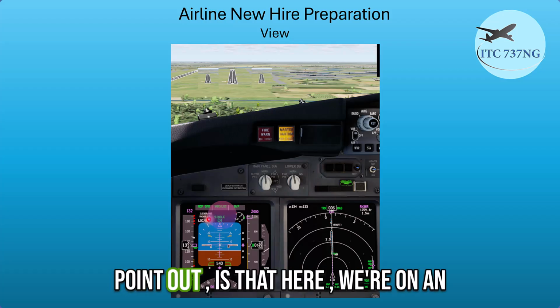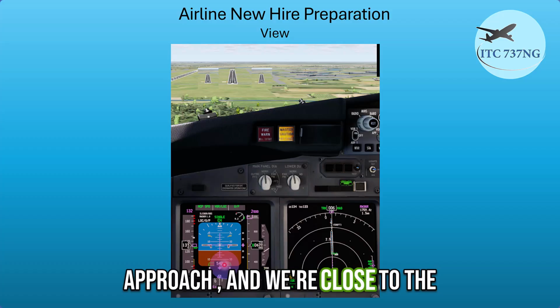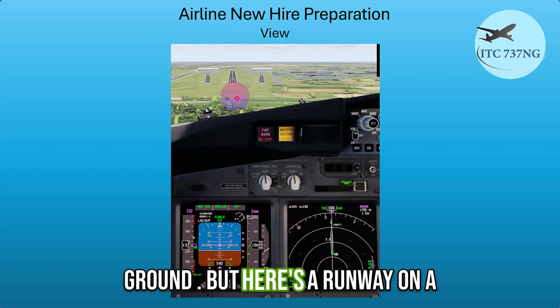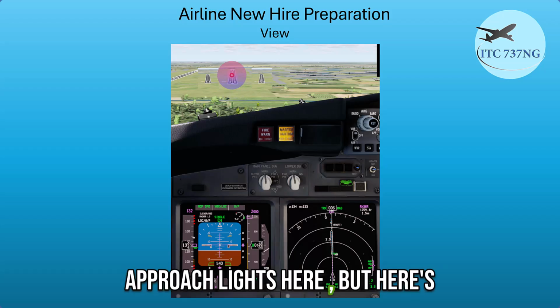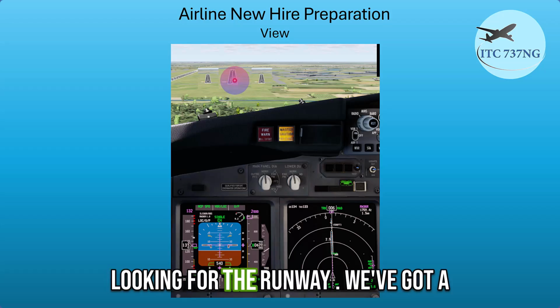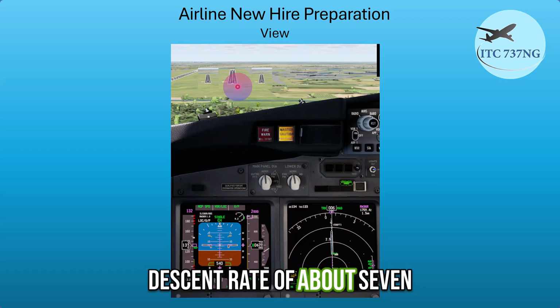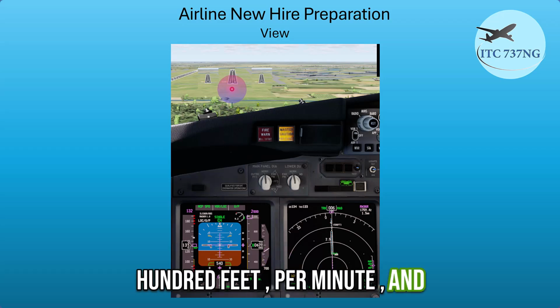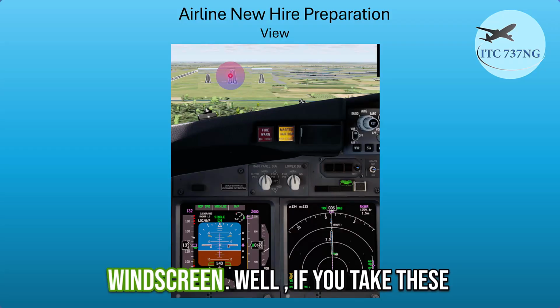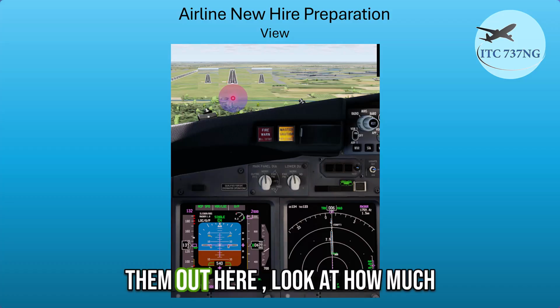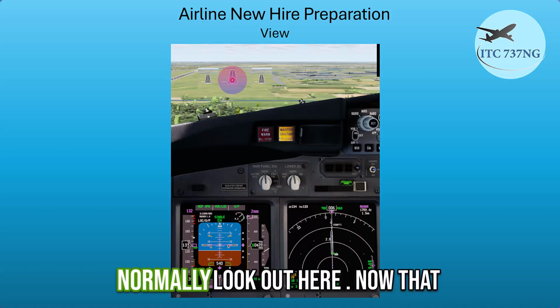Here's what I want to point out: here we're on an approach and we're close to the ground. But here's a runway on a good day. So we don't have any approach lights here, but here's where we're normally going to be looking for the runway. We've got a descent rate of about 700 feet per minute, and that's normal for an approach. But the runway is up here in the windscreen. Well, if you take these approach lights and you extend them out here, look at how much lower they are than where we normally look out here.